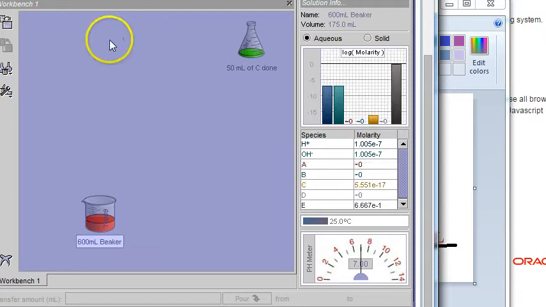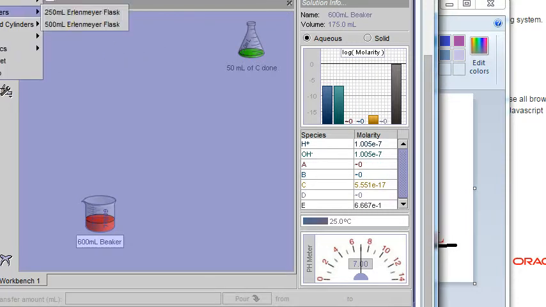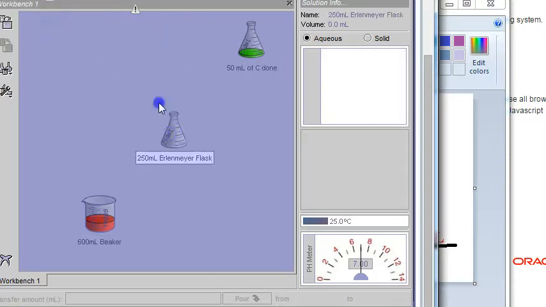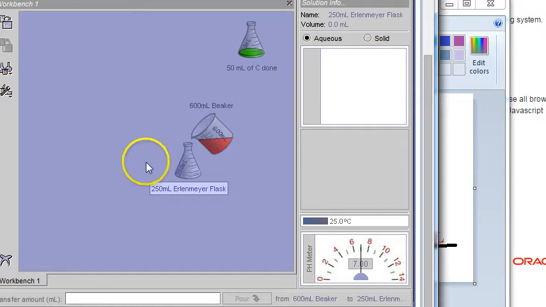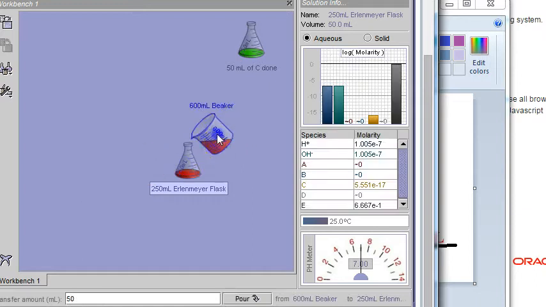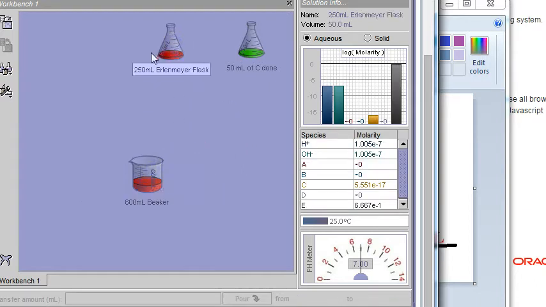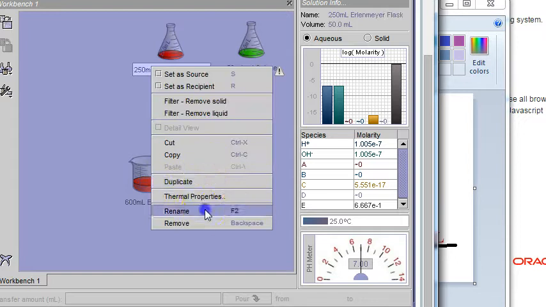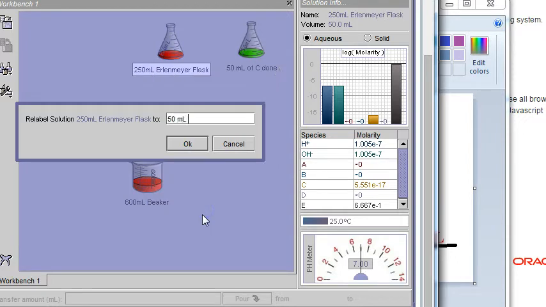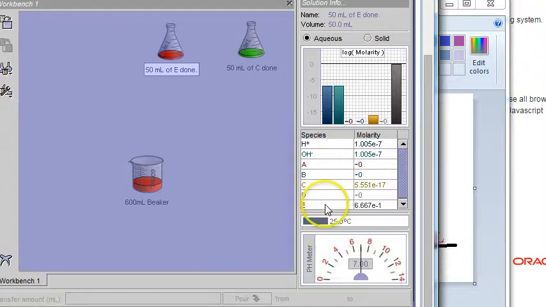That's not what I wanted. I want a clean flask. Yeah, there's a clean flask. Put 50 milliliters in there. Okay. Right click. Rename. We got 50 milliliters of E. Okay. Why is it that this is okay? It seems to be the case that there is some C. There really isn't any significant C, and here's why.